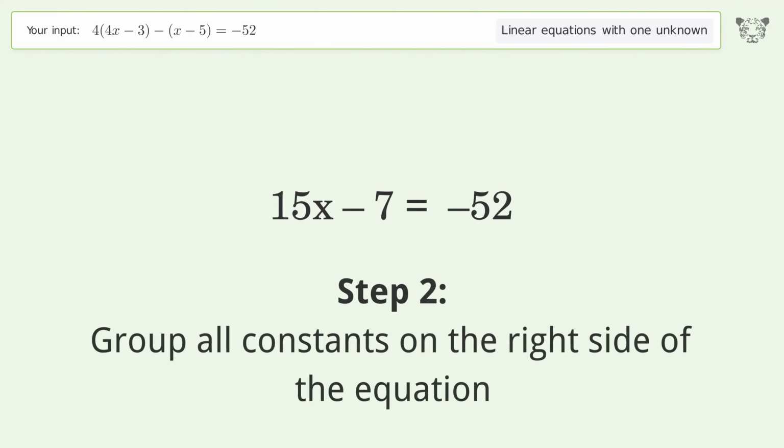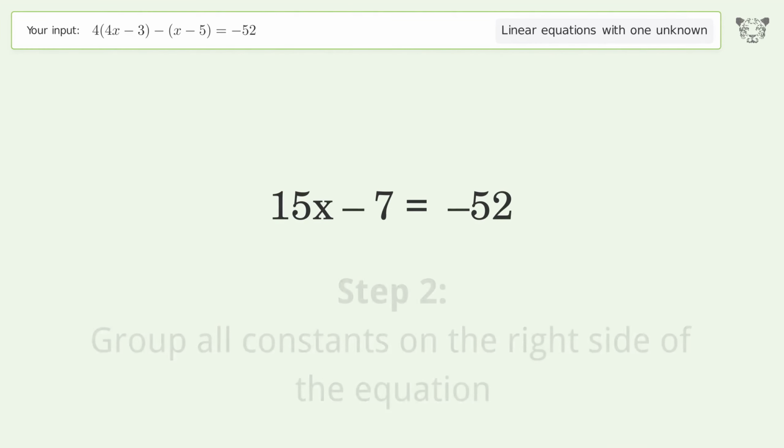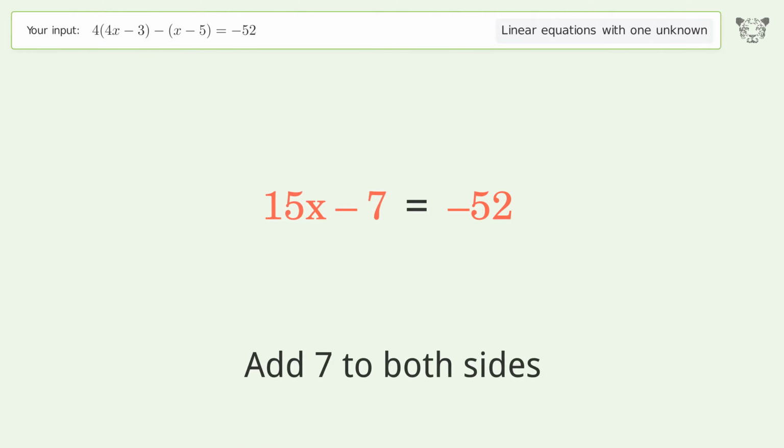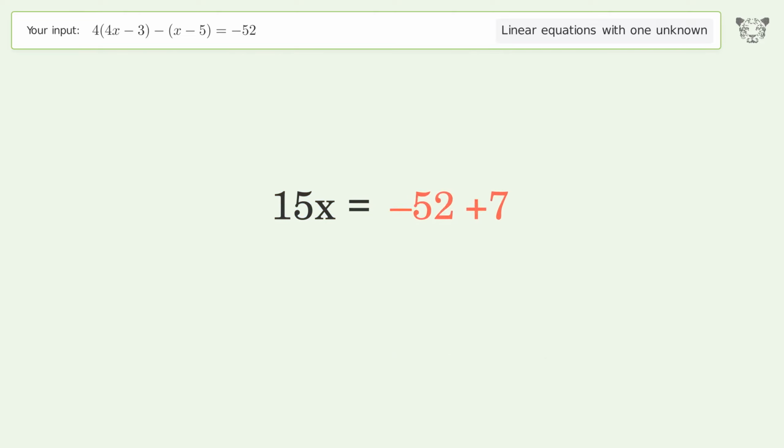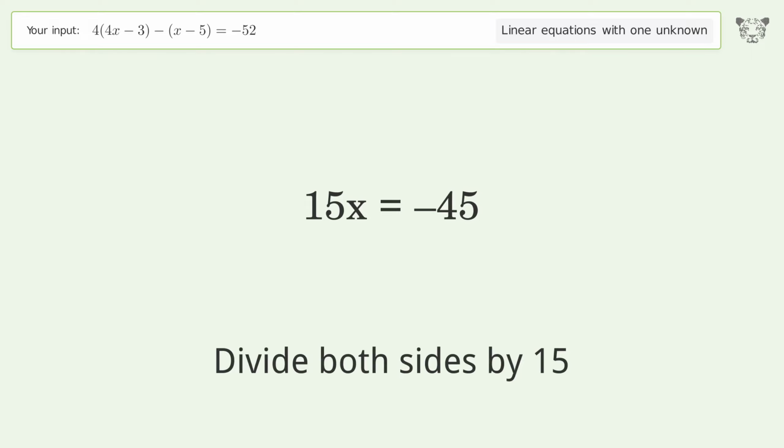Group all constants on the right side of the equation. Add 7 to both sides. Simplify the arithmetic. Isolate the x. Divide both sides by 15.